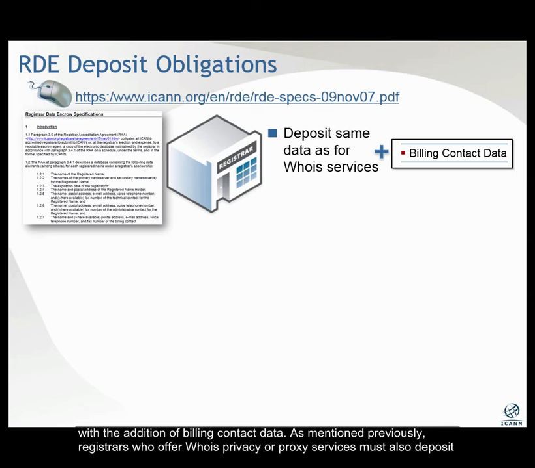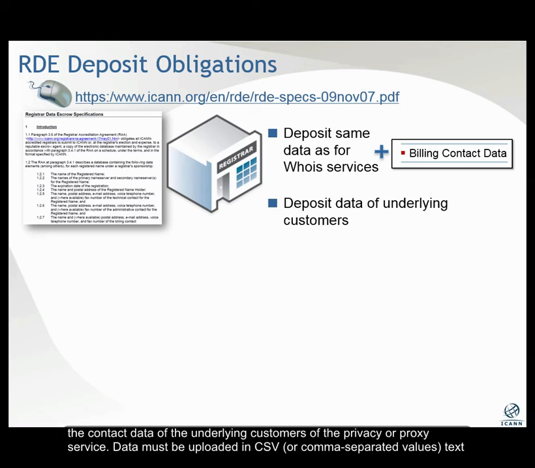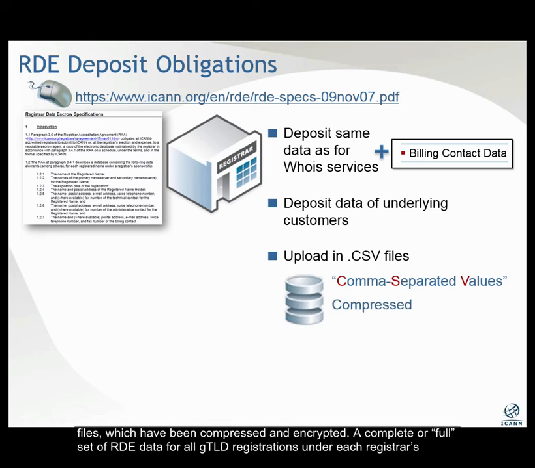As mentioned previously, registrars who offer Whois privacy or proxy services must also deposit the contact data of the underlying customers of the privacy or proxy service. Data must be uploaded in CSV, or comma-separated values, text files, which have been compressed and encrypted.